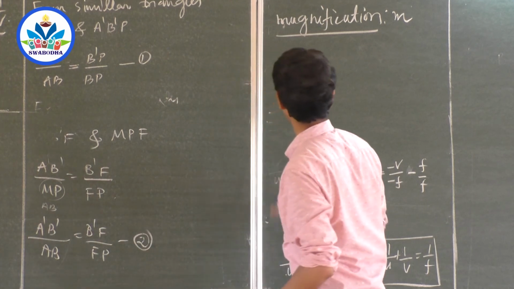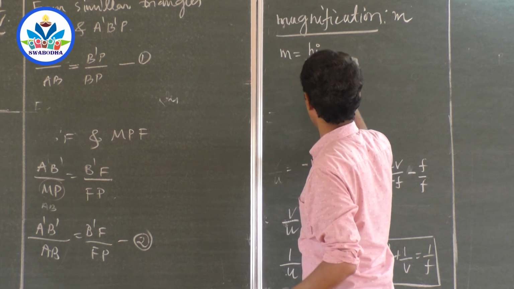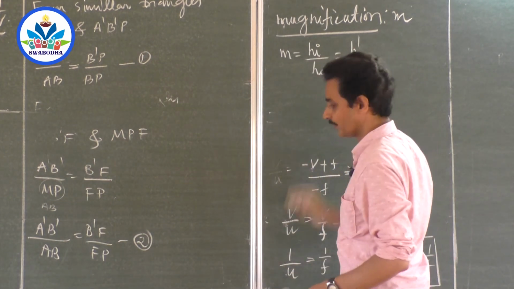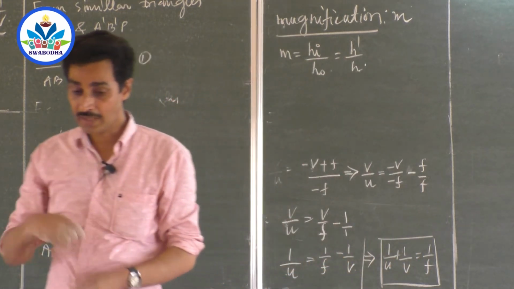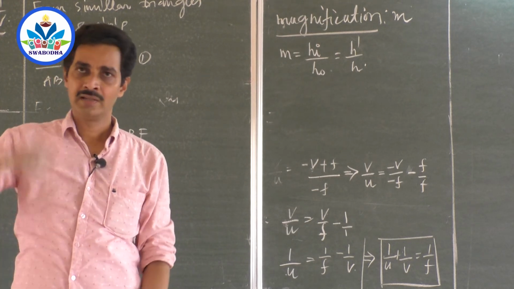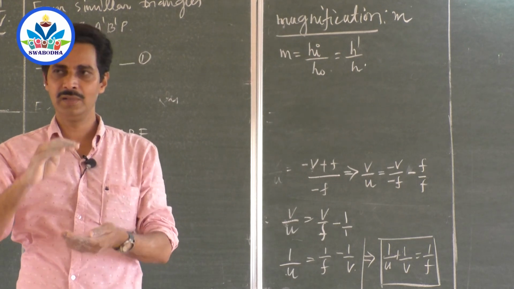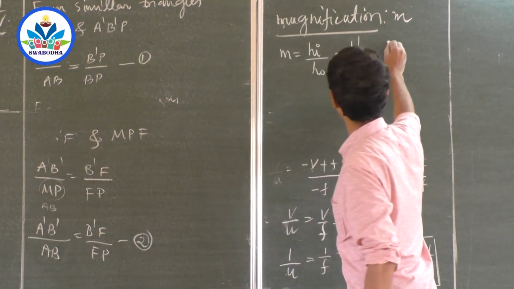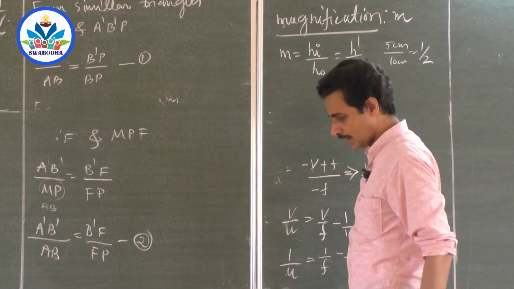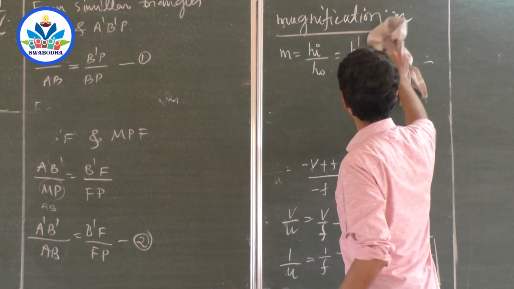So magnification is defined as the ratio of the height of the image to the height of the object. Of course, in the NCERT book you have h dash by h. The ratio of height of the image to the height of the object is called magnification. For example, 10 cm is the height of the object, 5 cm is the height of the image. So 5 cm by 10 cm, you will get half. That is the meaning. Image is half the size of the object. Okay. Now how to get this?